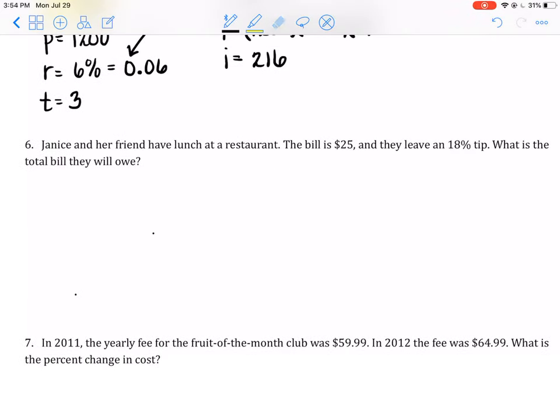Janice and her friend have lunch at a restaurant. The bill is $25 and they leave an 18% tip. What is the total bill they will owe? Bare bones, total. So I start looking back into my problem. There's a percent. Here is the bill. And that's all I need. We can solve this one.